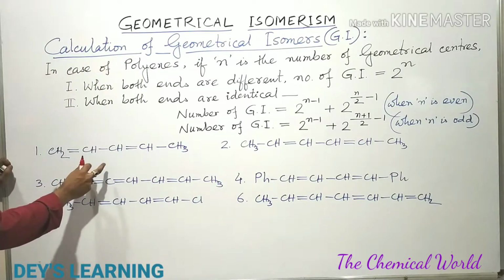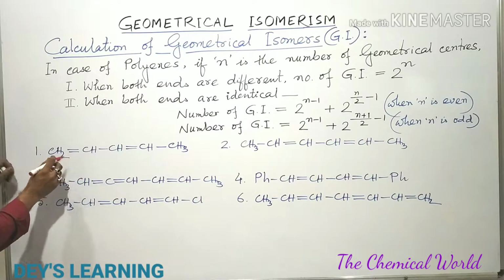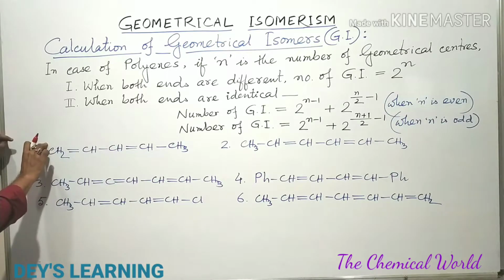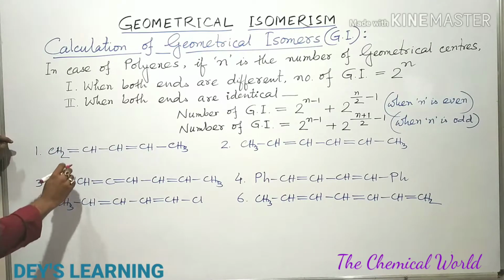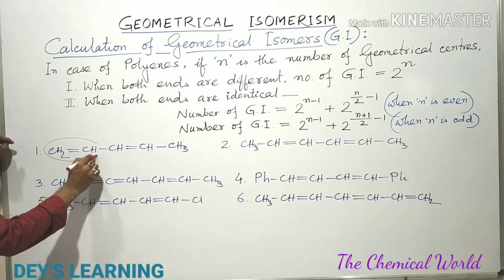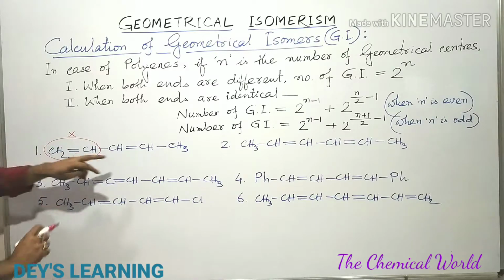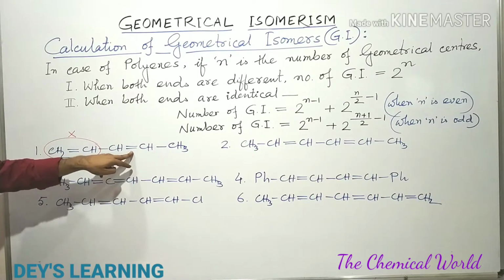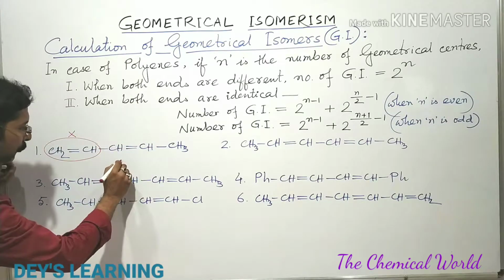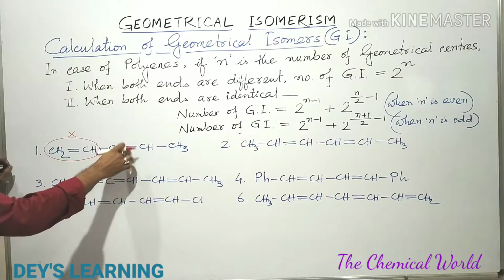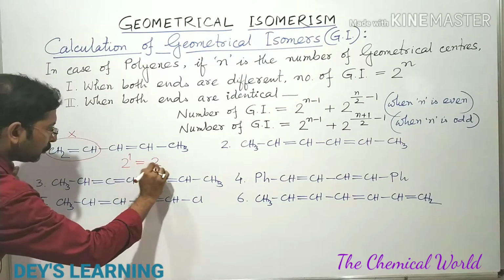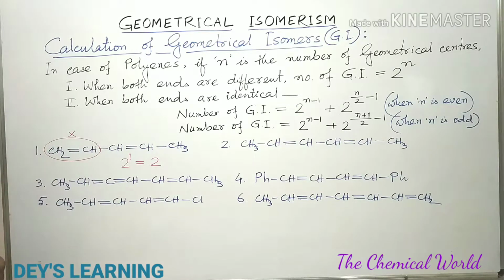Compound number 1, molecule number 1. This center is not a geometrical center because the two groups are identical, two hydrogen atoms are identical. So this is not a geometrical center. This is not a geometrical center. Only this one is the geometrical center. So two ends are definitely different. So 2 to the power 1, just one geometrical center is there. So 2 to the power 1, that is 2 geometrical isomers are possible for this molecule.